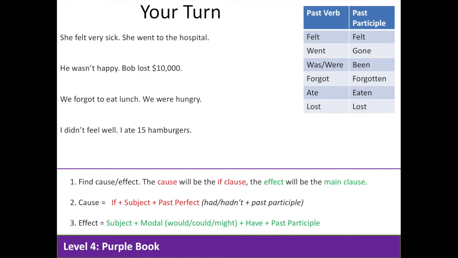Now, take a moment and pause the video. Combine these two statements to form the past unreal conditional. Now, looking at the first example, we have to figure out which is the cause, which is the effect, and then change them from positive to negative or negative to positive. Your sentence should look like this.